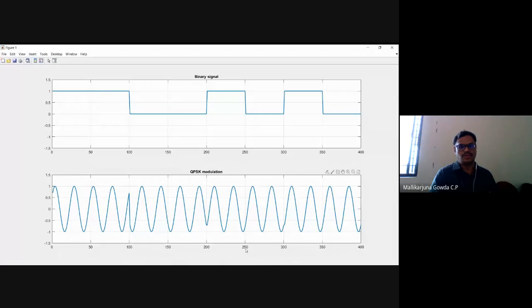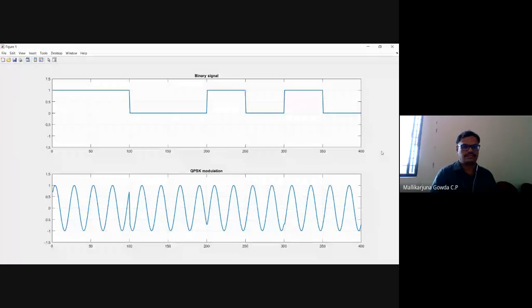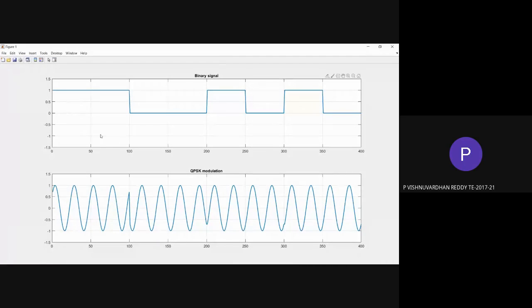Yeah, so will you be able to see this waveform? Yes, sir. Yeah, so it starts with 45 degree, right?